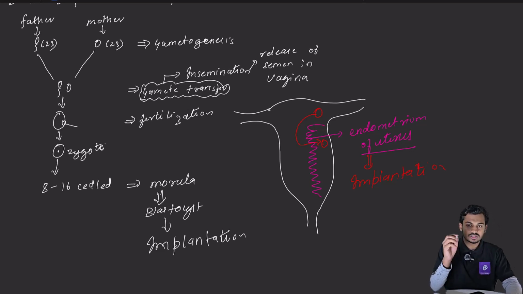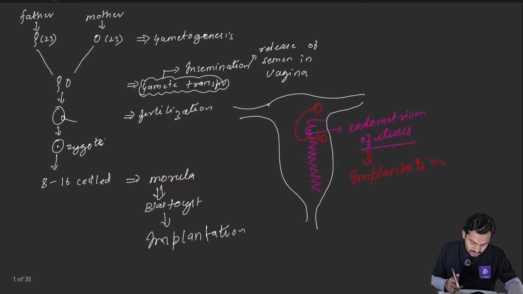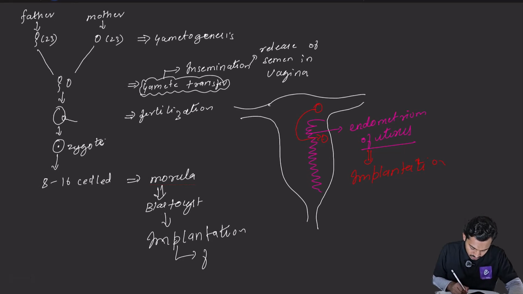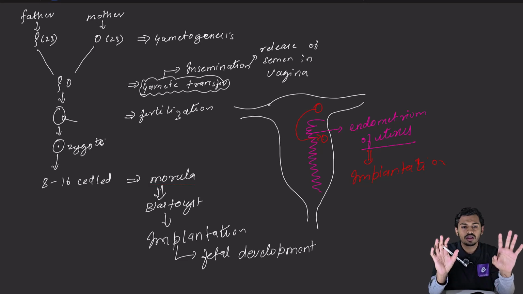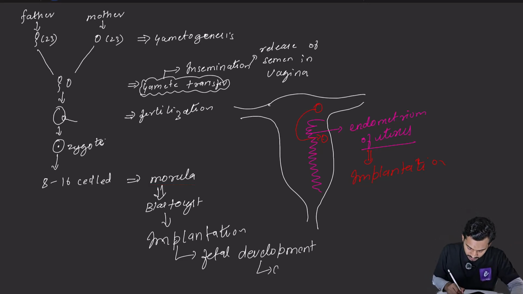So after implantation, what will happen? The complete fetus or baby will develop, right? So there will be fetal development. Now what happens once the baby is completely developed? एक बार जब baby पूरा बन जाएगा, this baby will be delivered outside the body. That is called as delivery of baby.